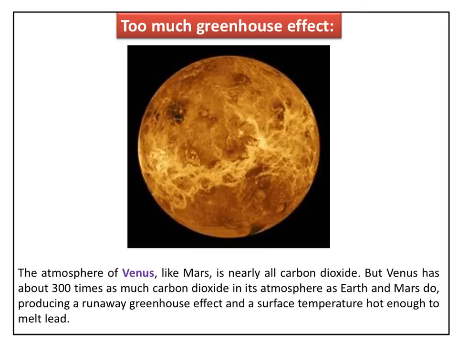The atmosphere of Venus, like Mars, is nearly all carbon dioxide. But Venus has about 300 times as much carbon dioxide in its atmosphere as Earth and Mars do, producing a runaway greenhouse effect and a surface temperature hot enough to melt lead.